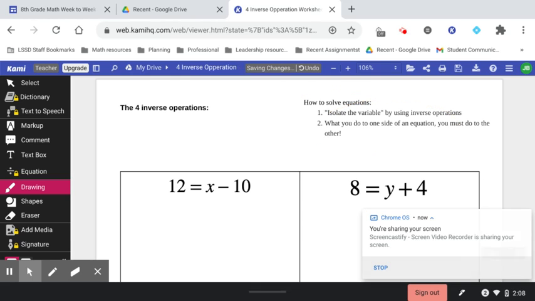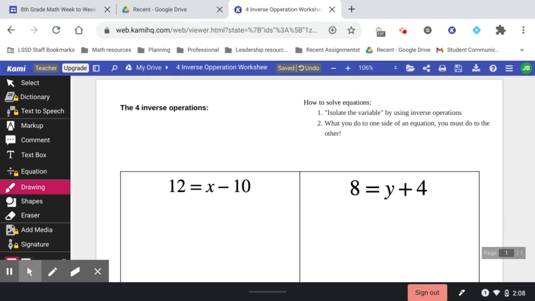Okay, team. Hey, we are solving equations, and I have a few steps here. Solving equations, we want to do what's called isolate the variable by using inverse operations. Now, first of all, let's point this out. Every equation has an equal sign.